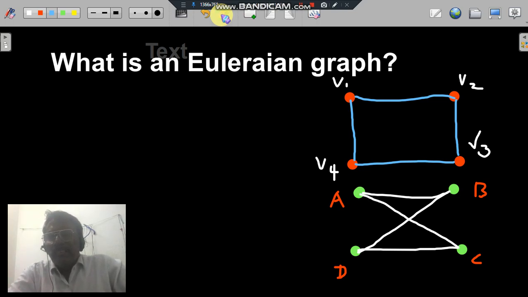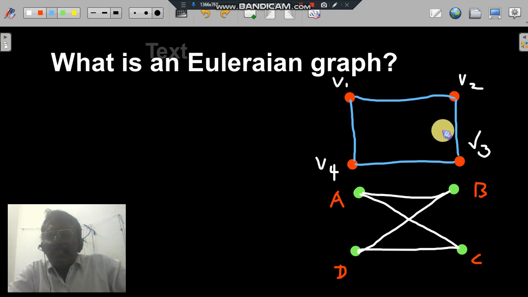Now there is a speciality in these two pictures, or two graphs we say. Actually it's not pictures, it is graphs. So any graph is nothing but a group of vertices joined by edges. So two graphs we have here, the first graph and the second graph.